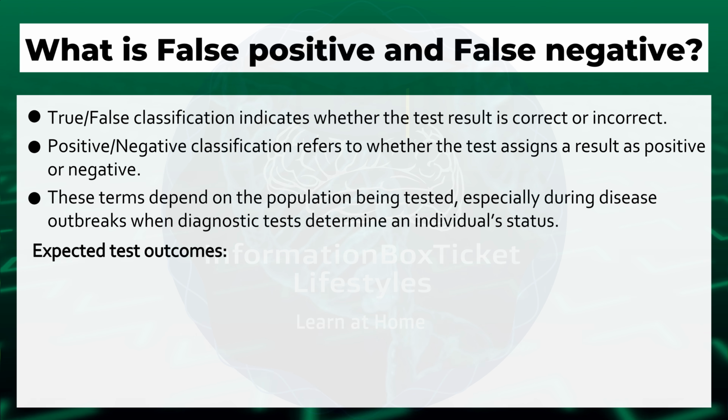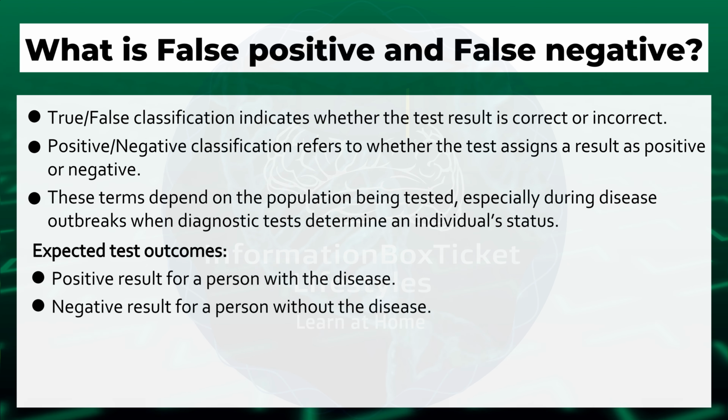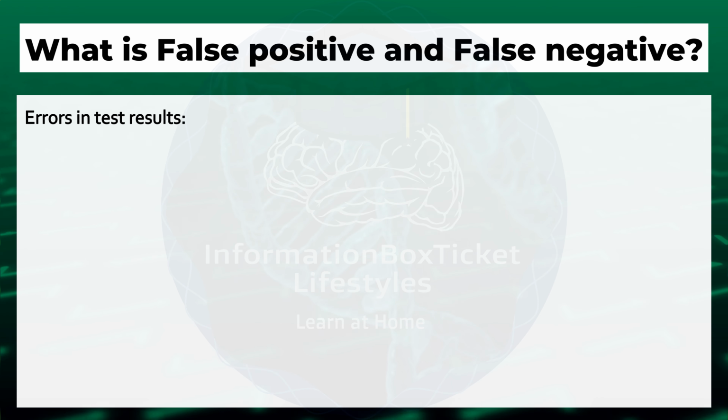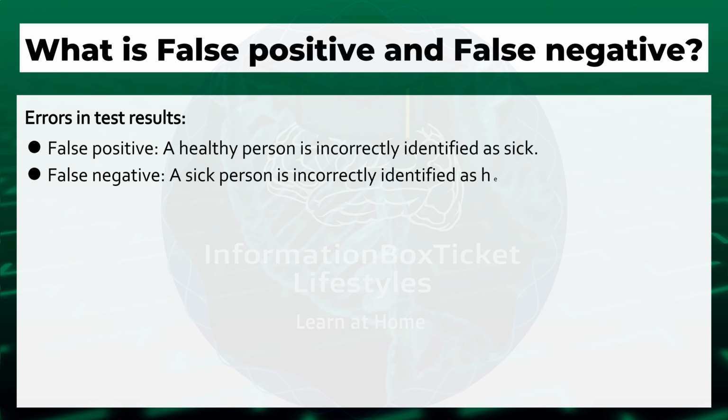Expected test outcomes: a positive result for a person with the disease, a negative result for a person without the disease. Errors in test results: false positive, a healthy person is incorrectly identified as sick. False negative, a sick person is incorrectly identified as healthy.